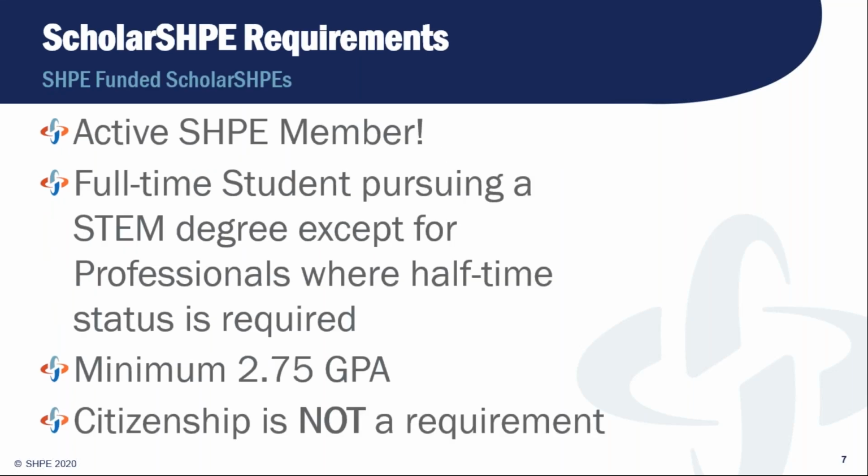So the scholarship requirements for the SHPE-funded scholarships are first and foremost that you must be an active SHPE member, and we'll talk about how you can sign up for membership in a minute. Full-time student pursuing a STEM degree, except for professionals where half-time status is required. And that's what I spoke to earlier. If you're a professional who's at least going to school part-time, then you do qualify for the professional scholarship. And a minimum 2.75 GPA.